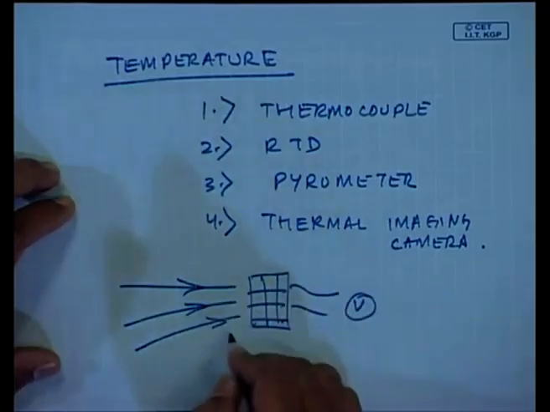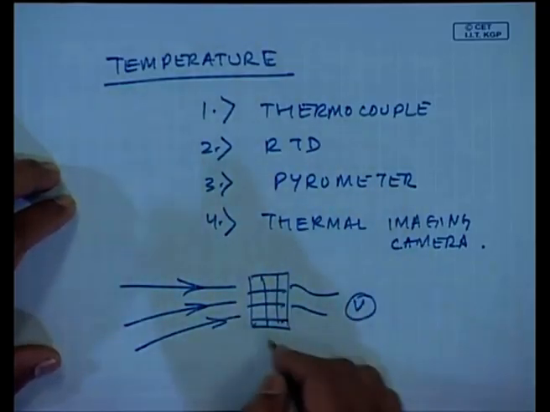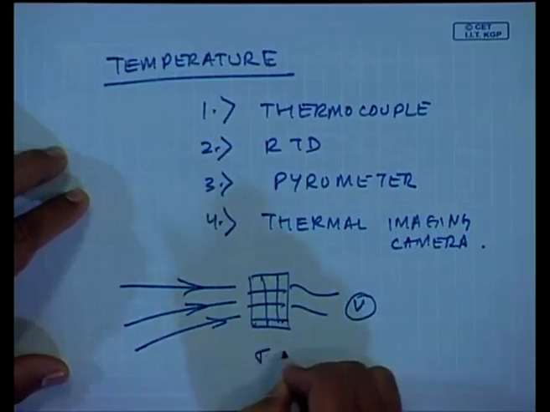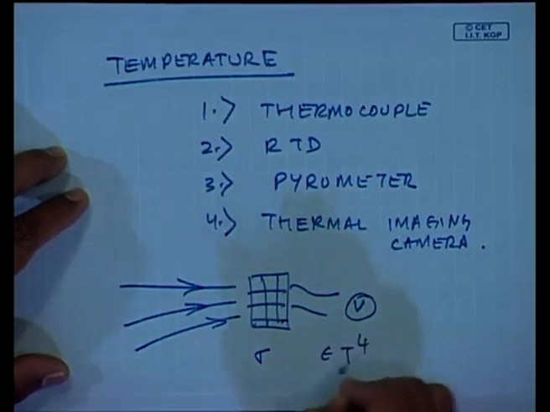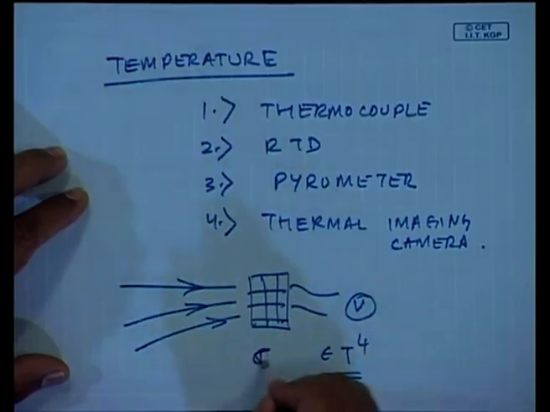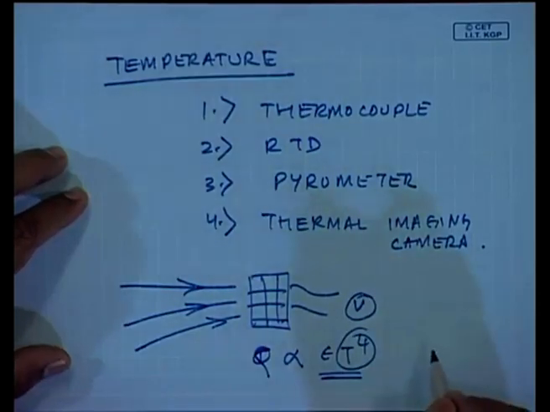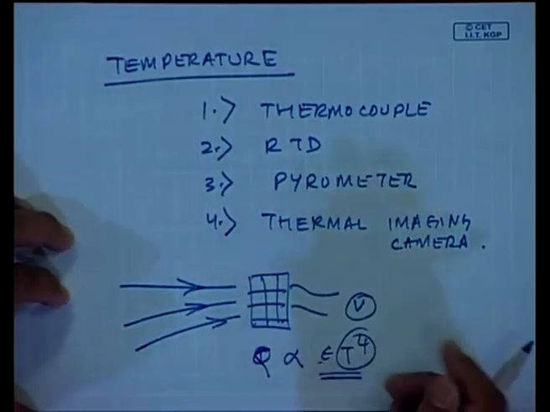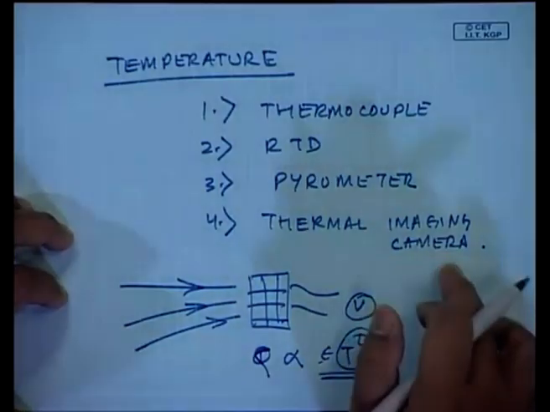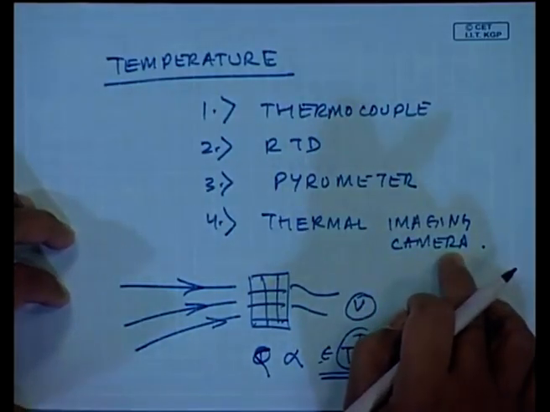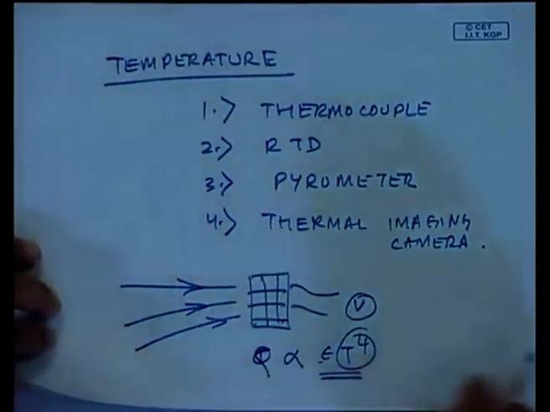And you all recall the Stefan-Boltzmann law, how it depends on the emissivity and the T to the power 4, the heat flux. So, this is the absolute temperature of the body to the power 4 and the surface emissivity, and this has been used in thermal imaging cameras and pyrometers, but here I want to show you what we have is a thermocouple.